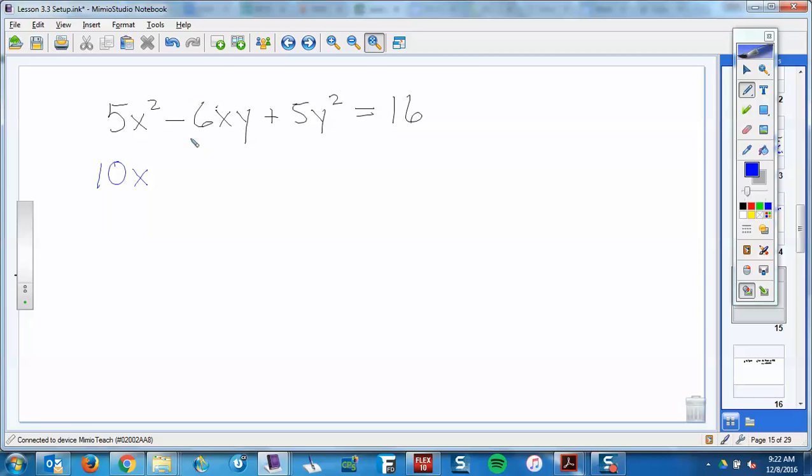Now, what about this guy right here? Product rule. Because we got two. I love that thing. We've got two functions times each other.